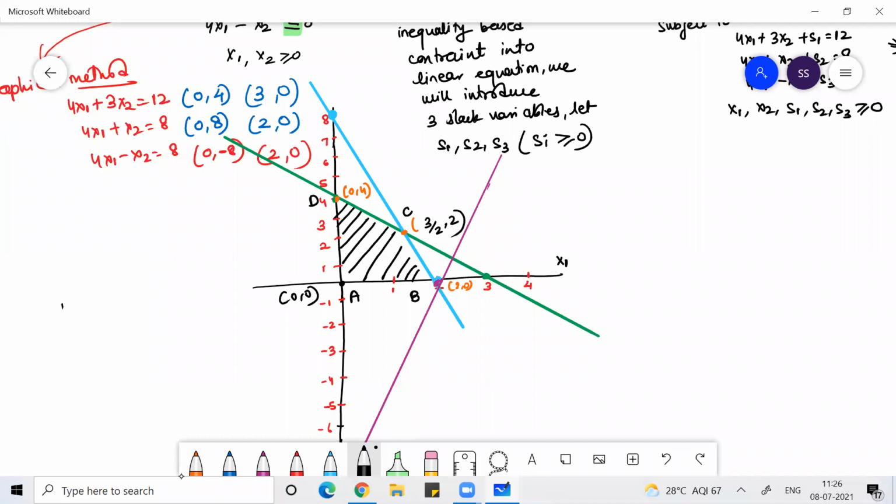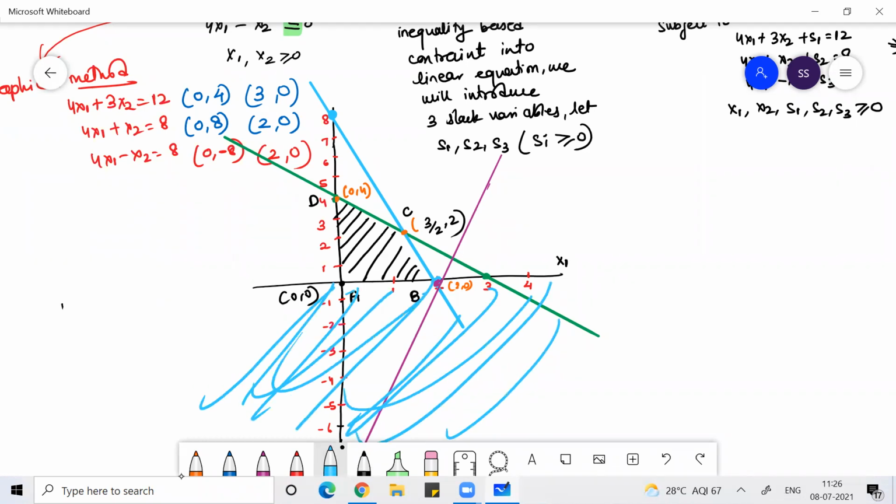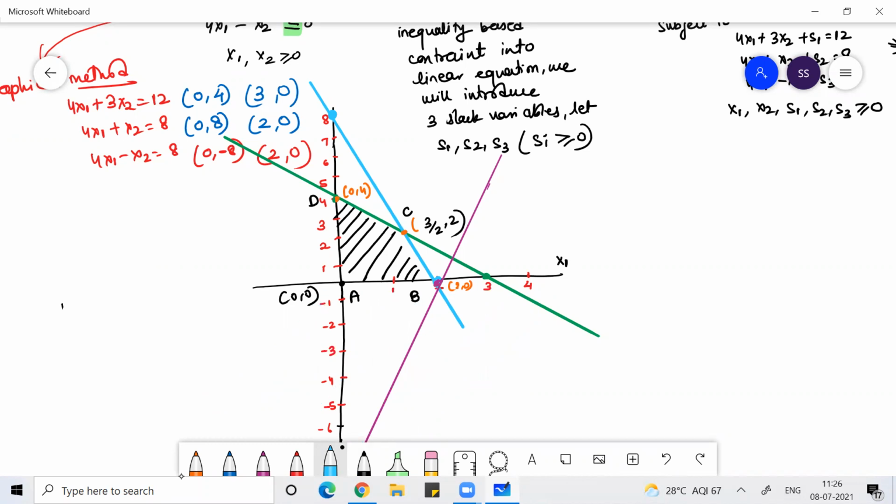The values you are getting for x1, x2 should both be positive, no? x1, x2 cannot be negative. So I cannot take the values below this, because then x1, x2 will become negative. Okay, everyone. So this is my feasible region, with corner points.